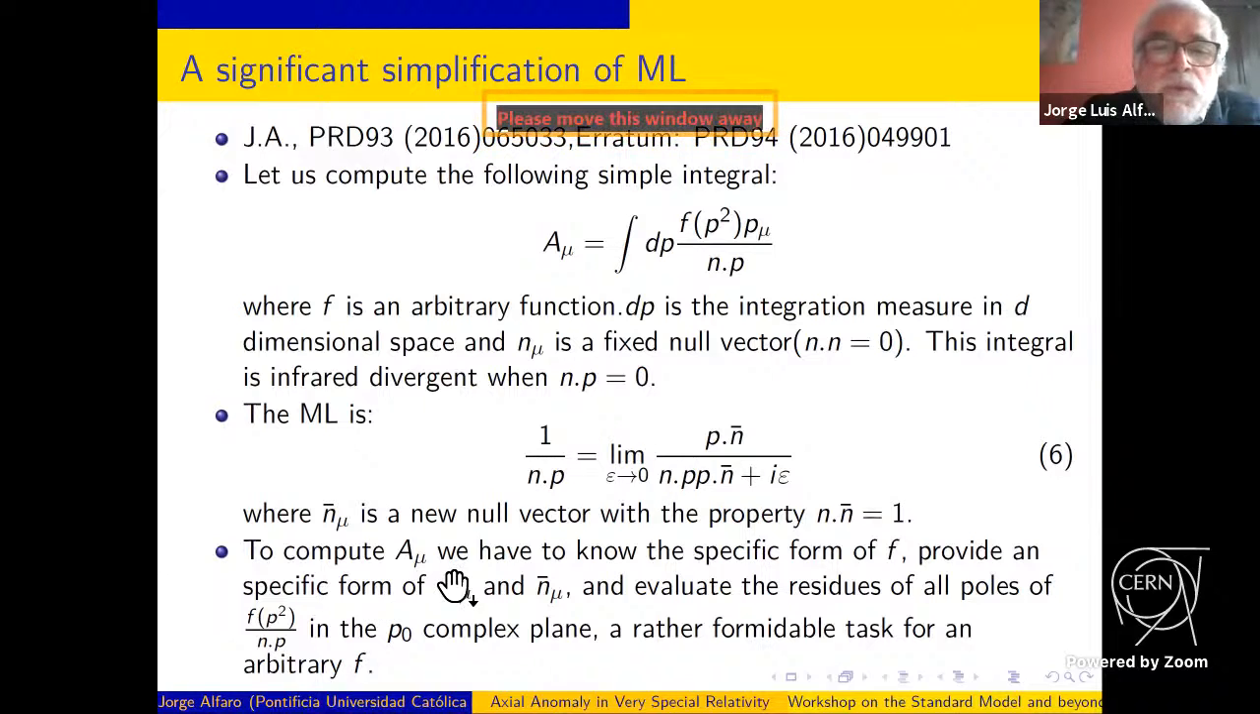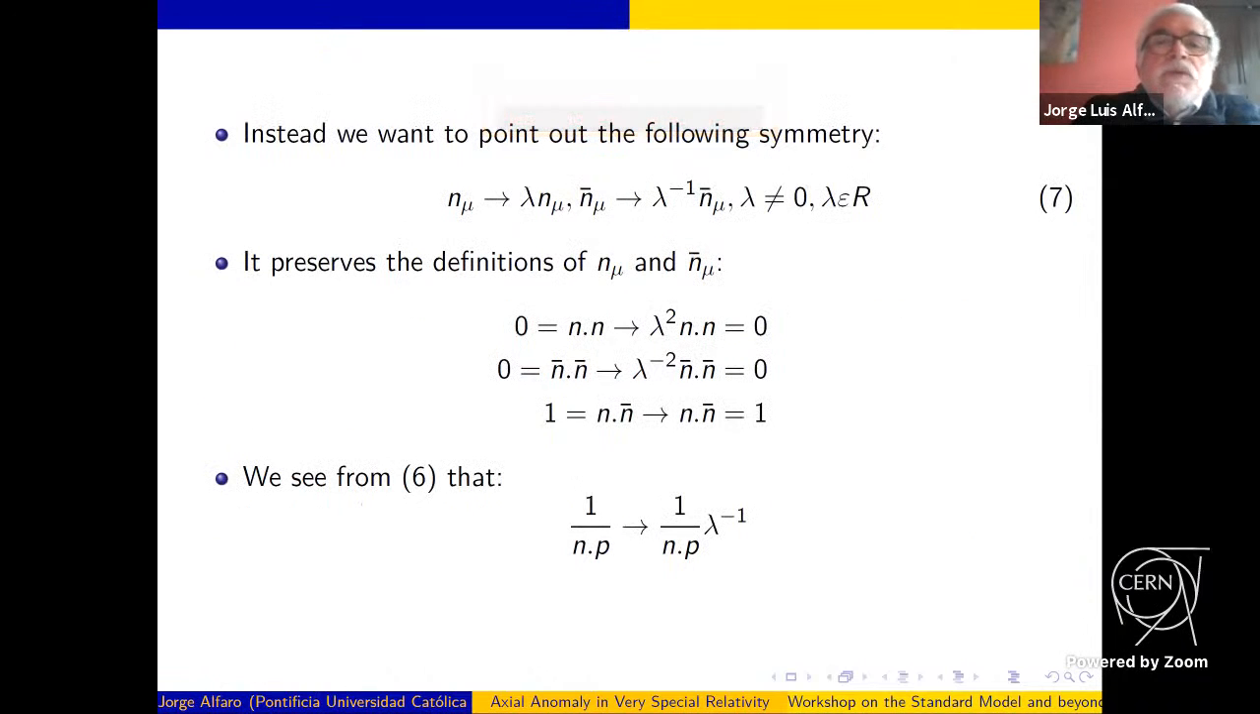So to compute a^μ, we have to know the specific form of f, provide a specific form for n^μ and n̄^μ, and evaluate the residues of the poles of this expression in the p0 complex plane, which is rather formidable for arbitrary f. We will show that this can be simplified in such a way that we can get an explicit form for the solution. So instead, we want to point out the following symmetry.